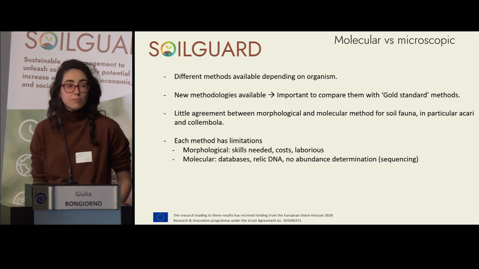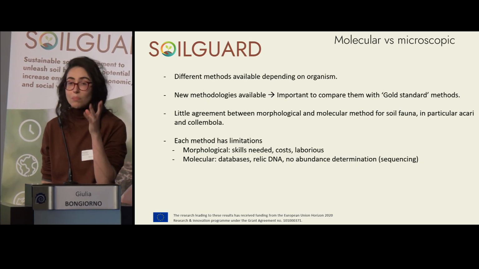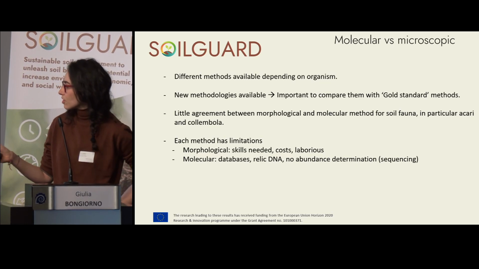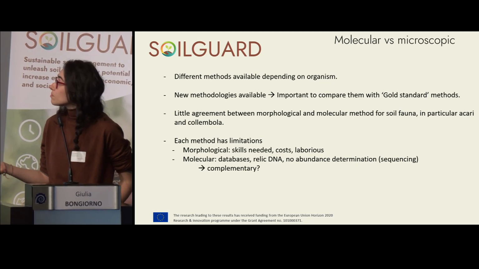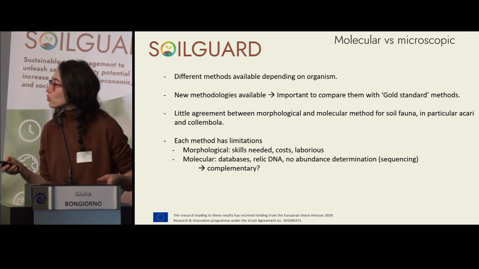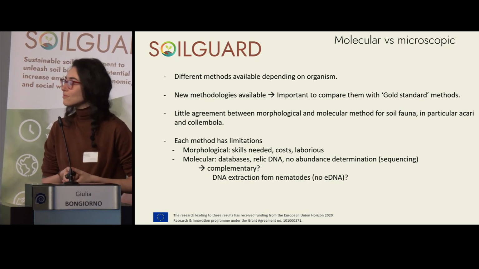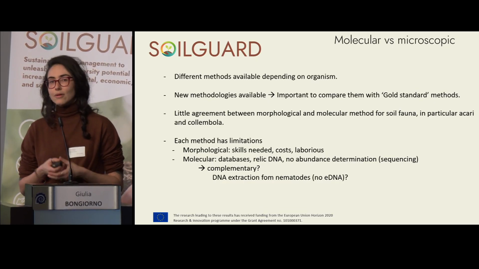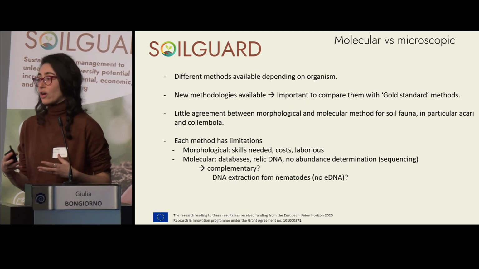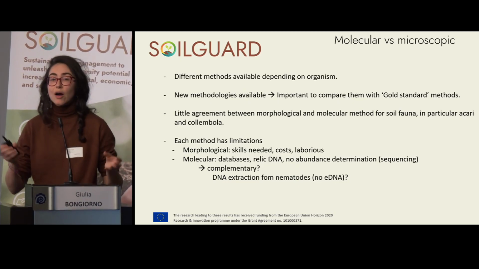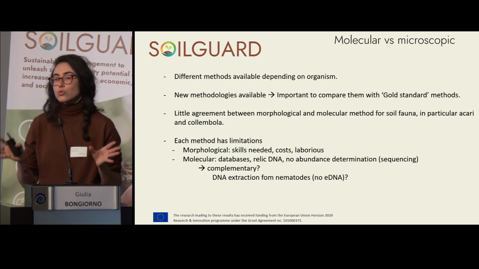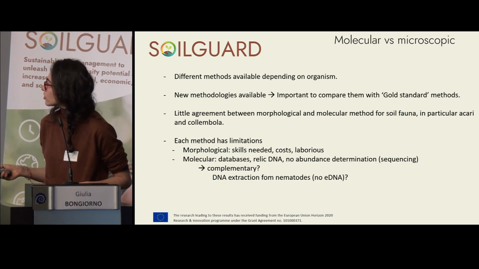And of course, this makes us think that each method has its own limitations, some for the morphological, some for the molecular. But the question is, could these different methods be used complementarily in the end? And could we look into ways in which we can make better molecular identification? For example, in the case of soil fauna, extract the soil fauna first and then characterize the DNA without using eDNA. But this is, again, a question.